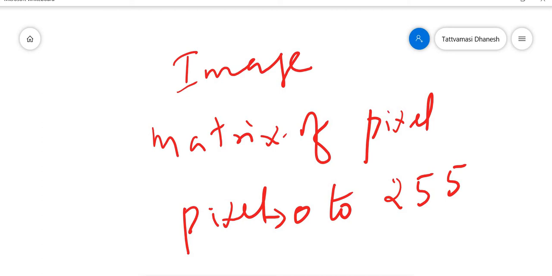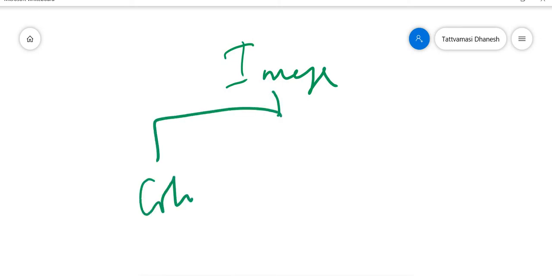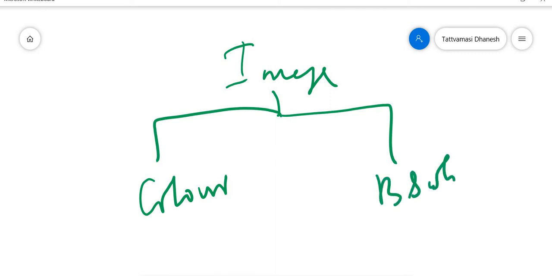So an image is a matrix of pixel values. And one more thing, there are color images and black and white images. So images are classified into two: color image and black and white image. So you have two types of images. See how a color image is represented and how a black and white image is represented.